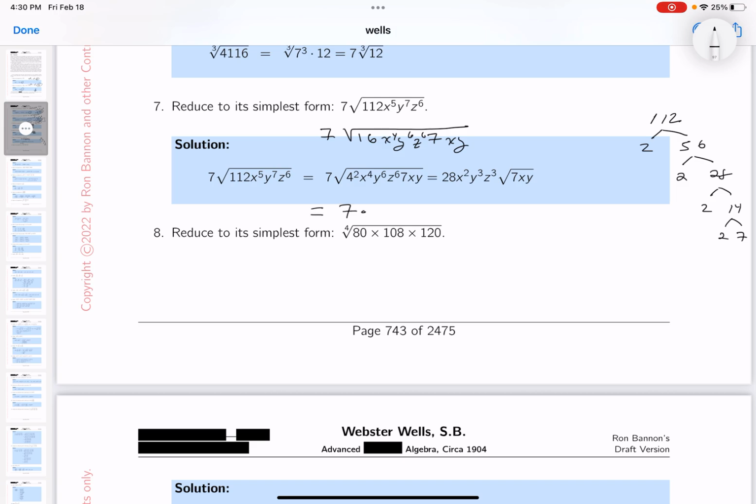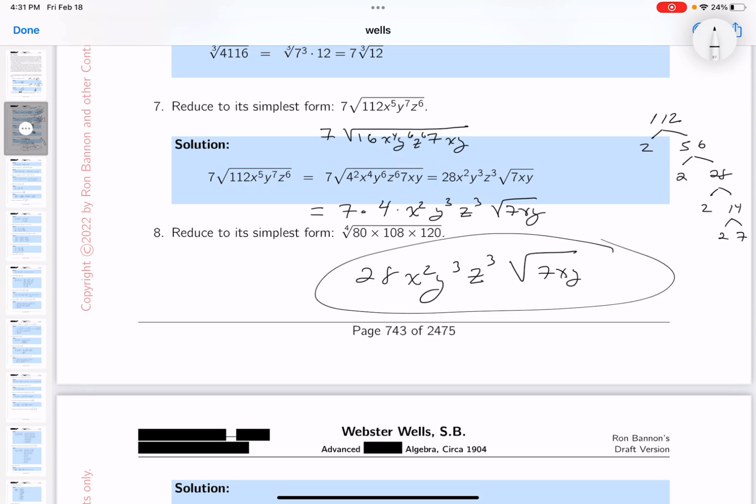The square root of 16 is 4. We'll simplify that later. The square root of X4 is X squared. The square root of Y6 conditionally is Y cubed. The square root of Z6 conditionally is Z cubed. And we left off with the root of 7xy. Let me just clean that up a little bit. 28, x squared, y cubed, z cubed, the square root of 7xy.